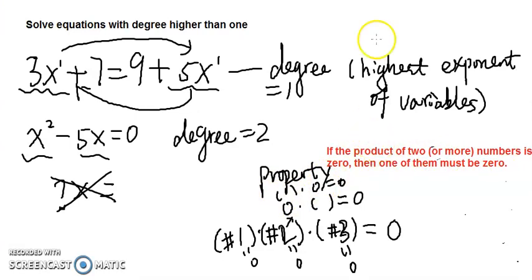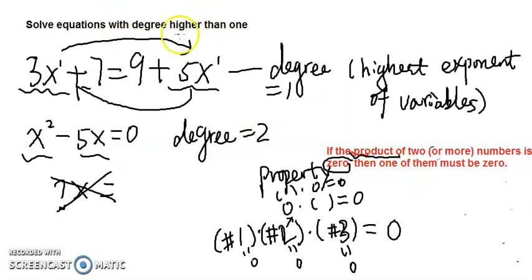So when we multiply, notice product means multiply, and it has to be multiplication. It cannot be addition or subtraction. So if the product of 2 or more numbers is 0, which means the right side has to be 0, then one of them must be 0. All right, and so the solution is going to be based on this.